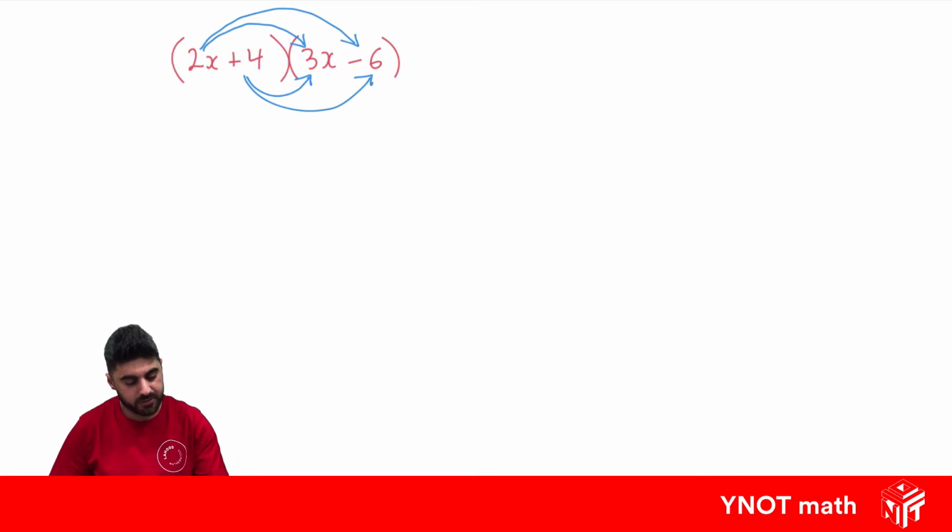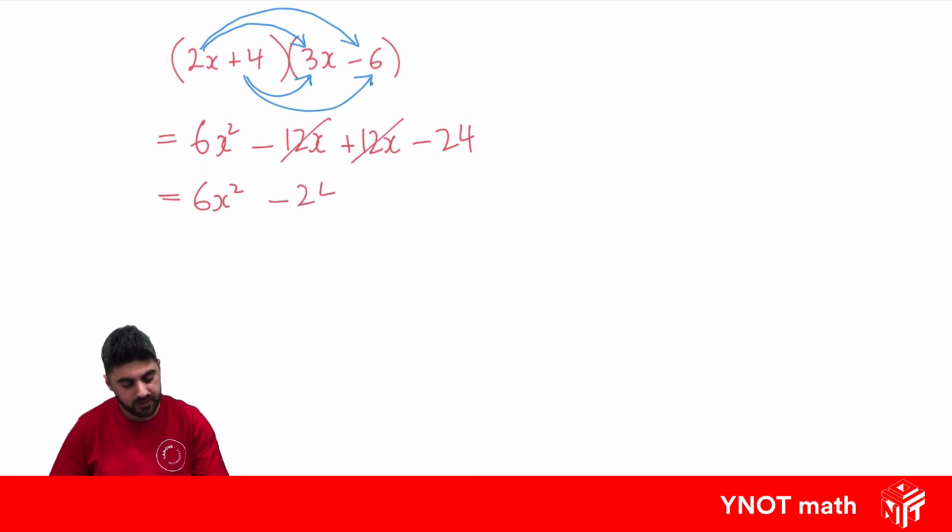So we're going to do 2x times 3x gives us 6x squared. 2x times minus 6 gives us minus 12x. 4 times 3x gives us 12x. And 4 times minus 6 gives us minus 24. Here we can simplify because we have two like terms in the middle, minus 12x and plus 12x. Well, they're actually 0 and they're going to go. So we end up with 6x squared minus 24.